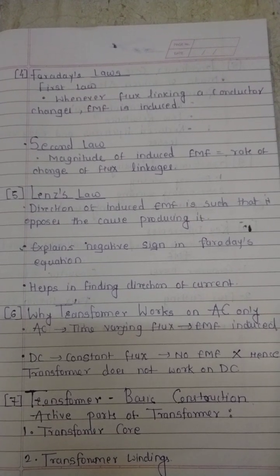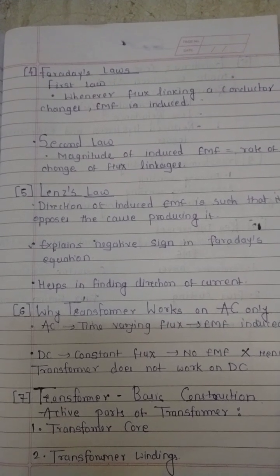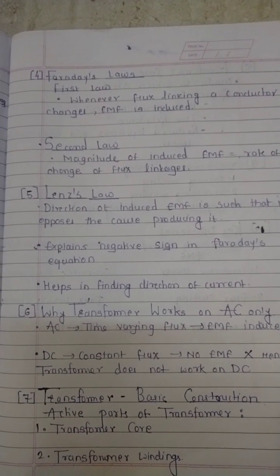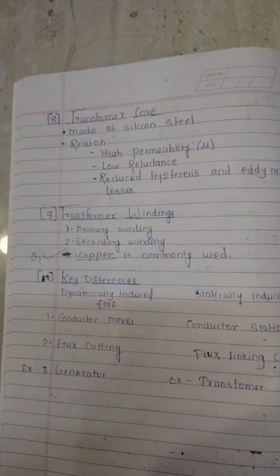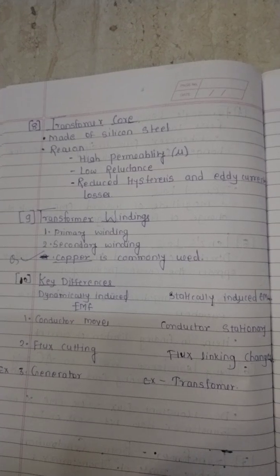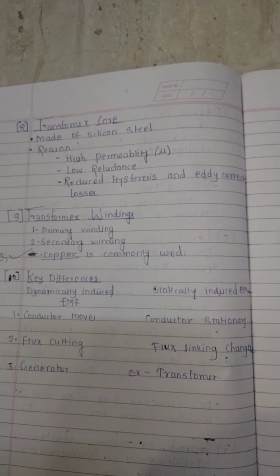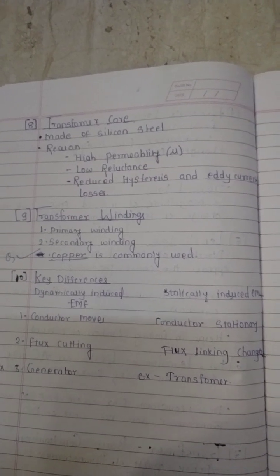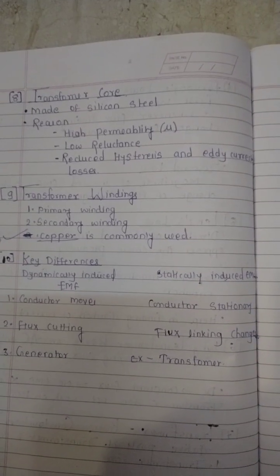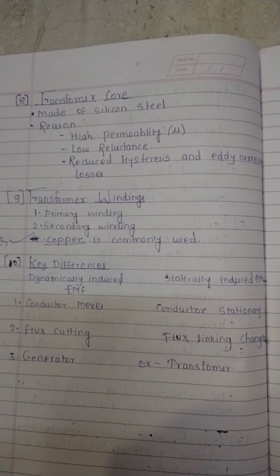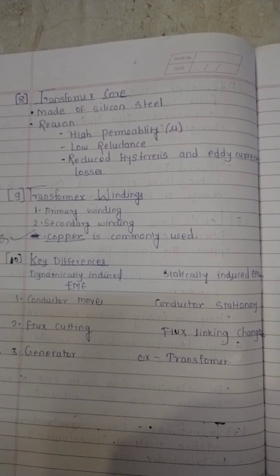Transformer basic construction. Active parts of the transformer are the transformer core and transformer winding. Transformer core is made of silicon steel, and the reason is the high permeability and low reluctance, which reduces hysteresis and eddy current losses. Transformer winding: there are two types of winding, primary and secondary winding. Copper is commonly used.